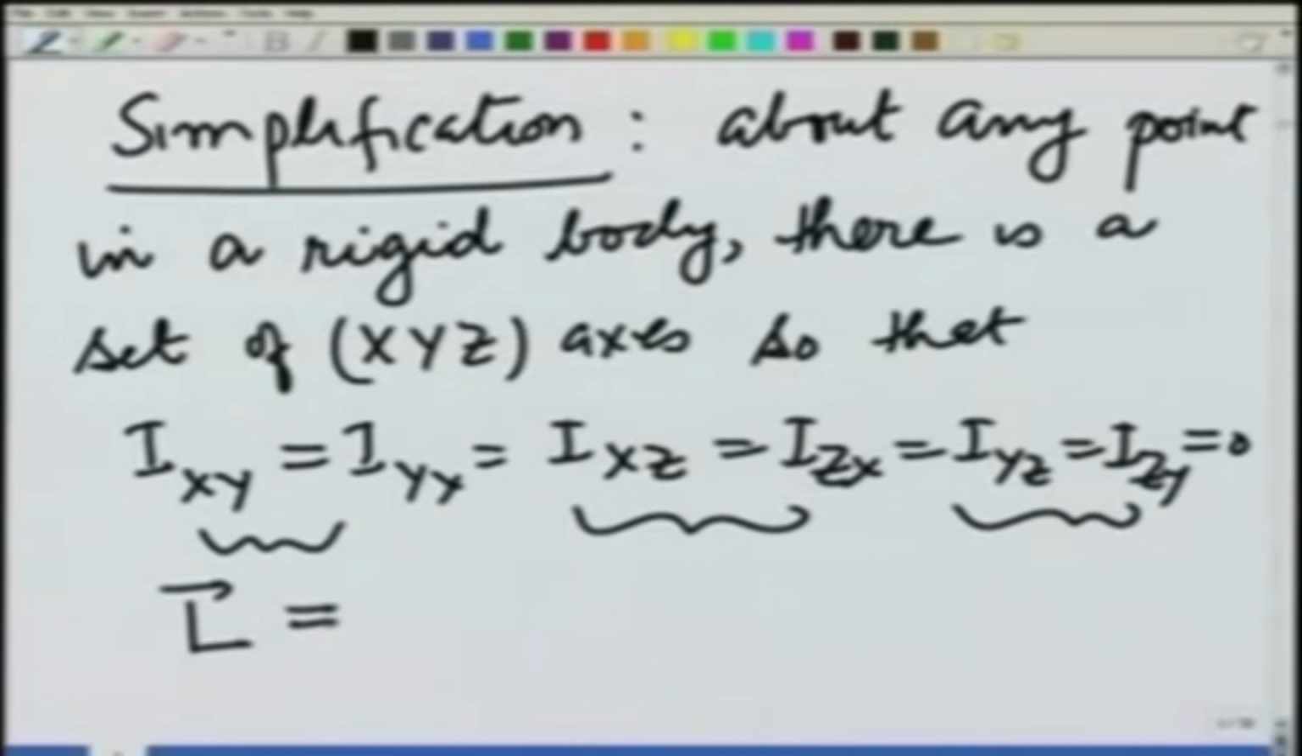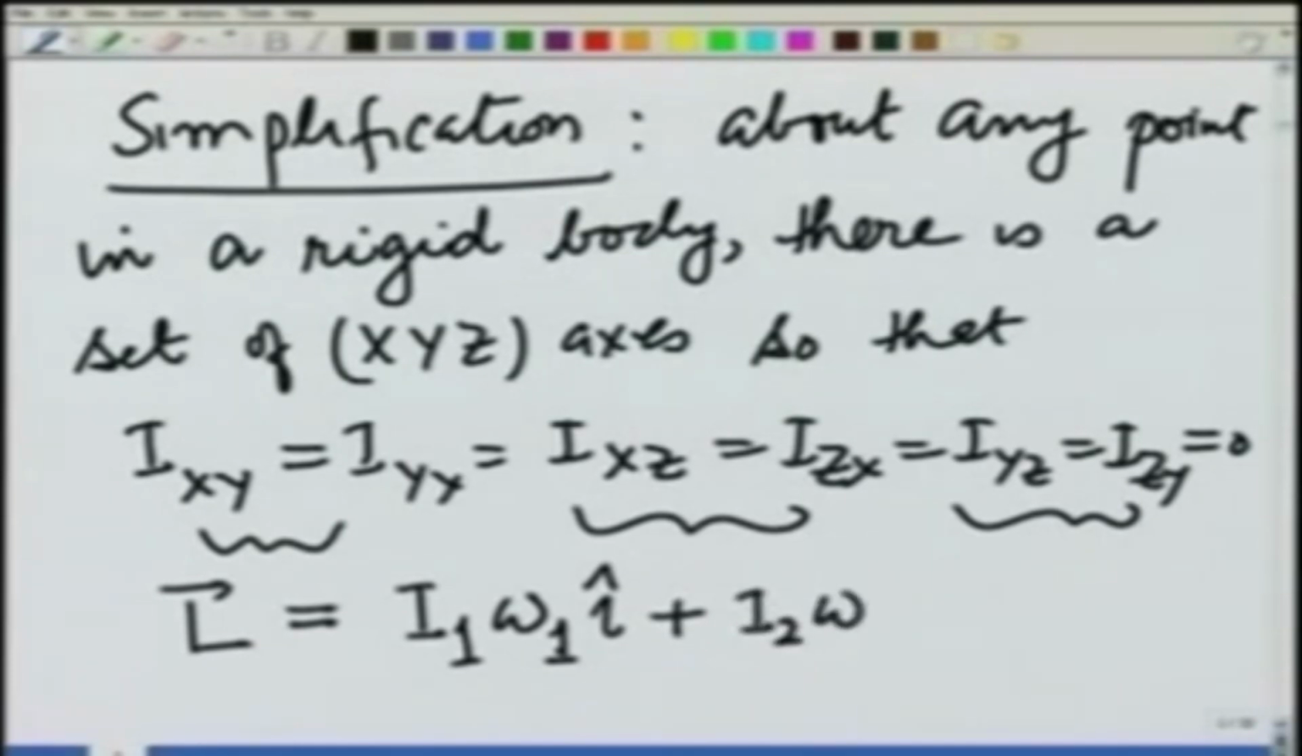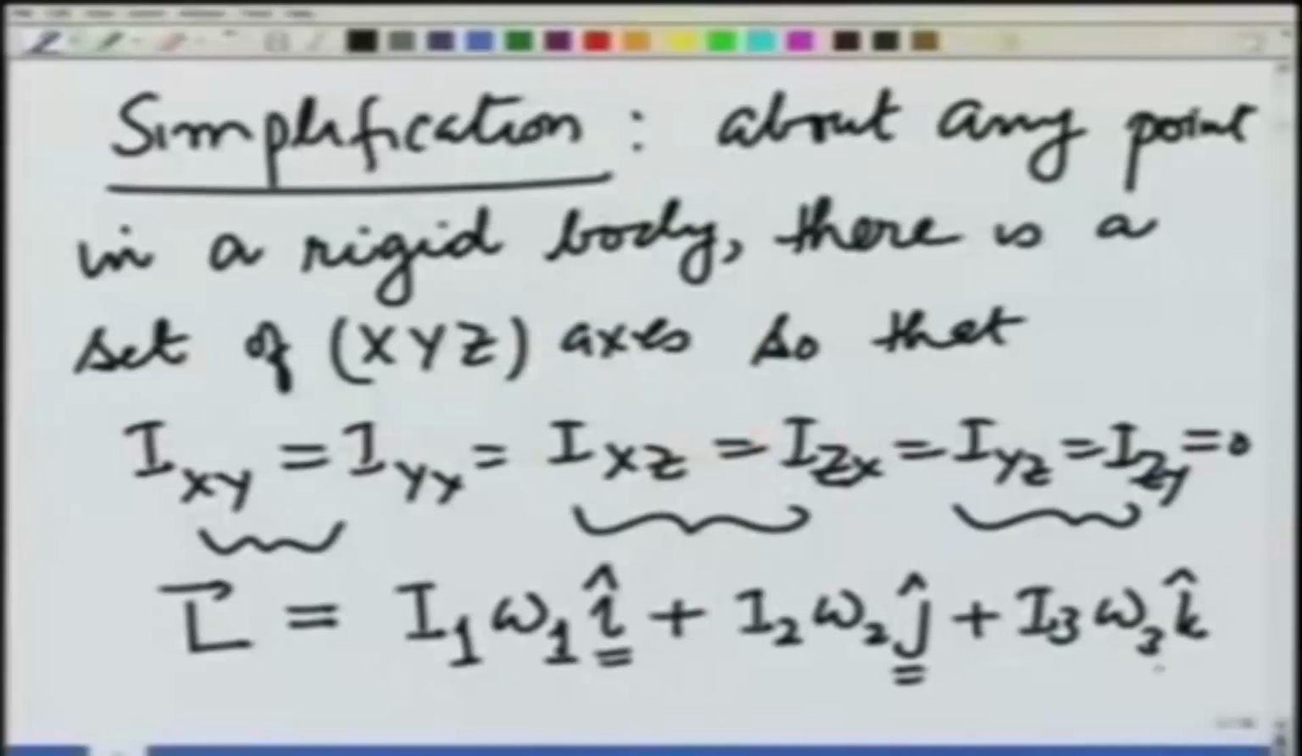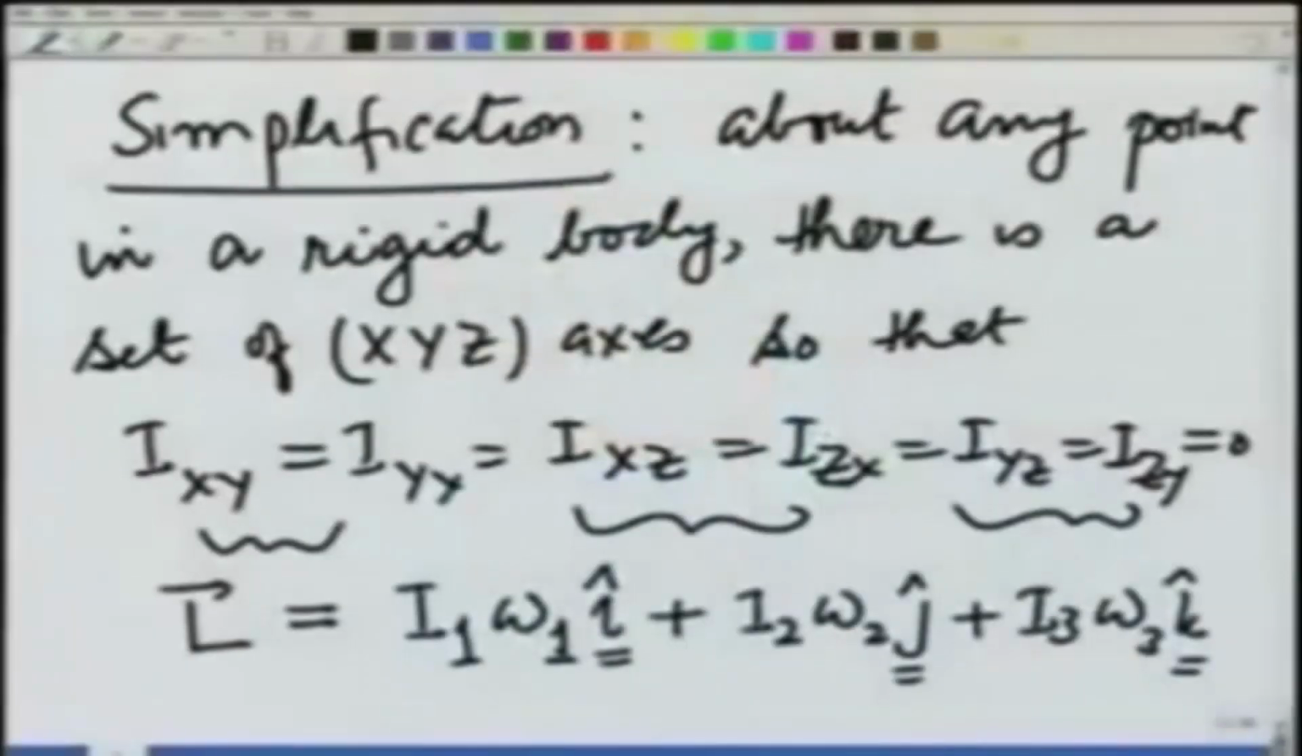And let me change, instead of x I am going to call it axis 1, omega 1, 1 denotes x direction, so omega 1 is the component of omega in x direction. L equals I1 omega 1 i plus I2 omega 2 j plus I3 omega 3 k. So the expression really gets simplified. The only catch now is that these i, j and k unit vectors are along the principal axes x, y, z of the body.